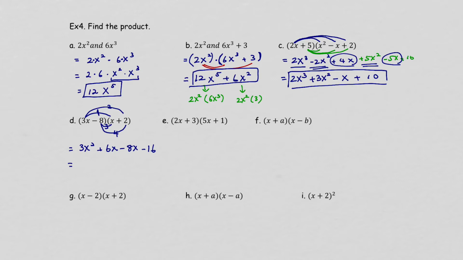Once you're done distributing, now you combine the like terms. It looks like these are the like terms. That gives you negative 2x minus 16. I put numbers here: that's the first multiplication, second multiplication, third and fourth. The easy way to remember this is using FOIL. FOIL.